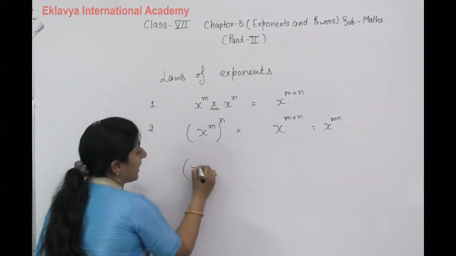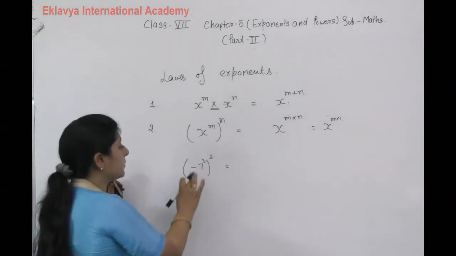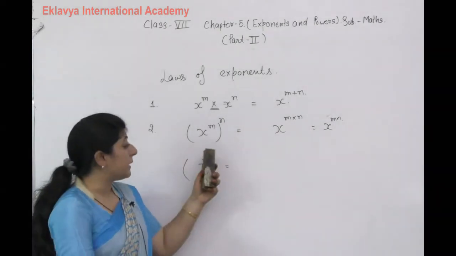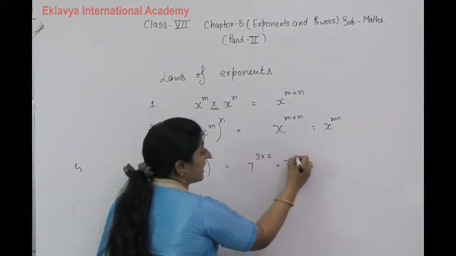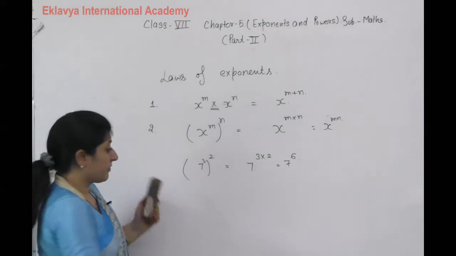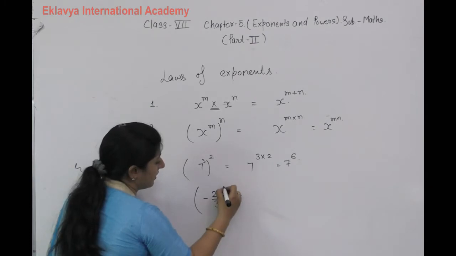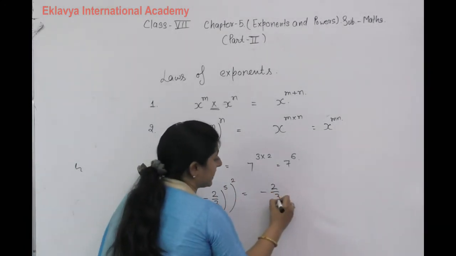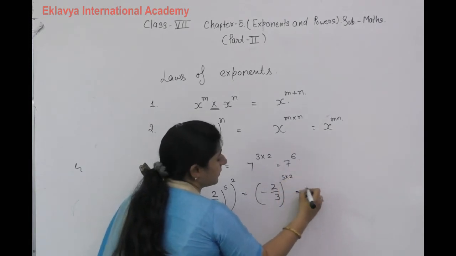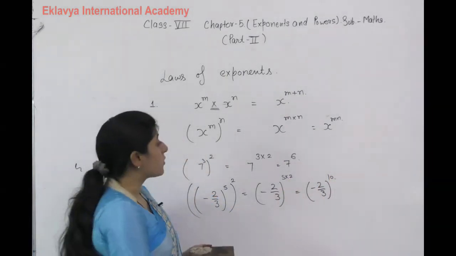Suppose minus 7 power 3, whole power 2. Take plus 7, 7 power 3 power 2. Then what is the answer? 3 multiplied by 2, that is 7 power 6. We write minus 2 by 3 power 5, whole power 2. Then it becomes minus 2 by 3 power 5 into 2, that is minus 2 by 3 power 10. This type we will solve.